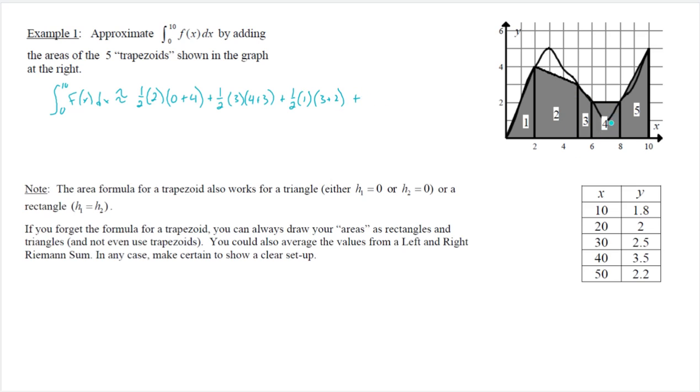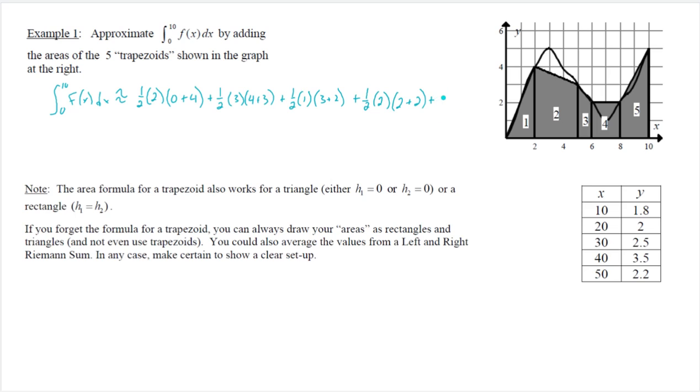Trapezoid number 4 actually looks like a rectangle, and in this case it is. So on the 6 side we've got 2. On the 8 side we've got 2. Our distance between them is also 2. So this ends up being 1/2 times our width, which is 2. And the height on the 6 side is 2, and on the 8 side is also 2.